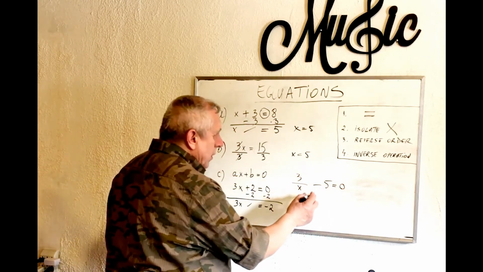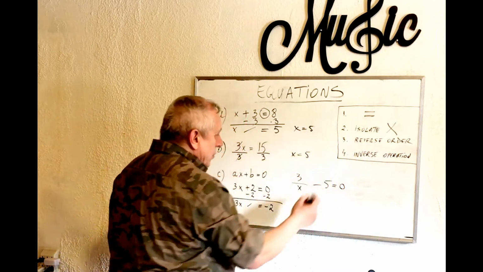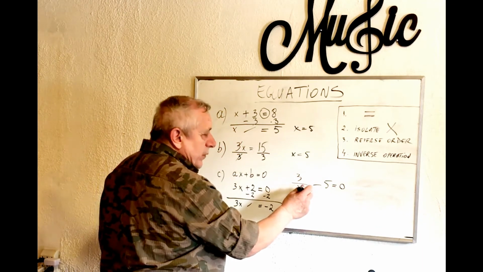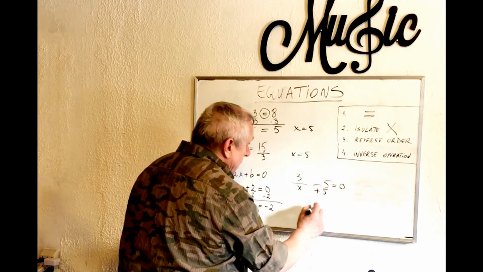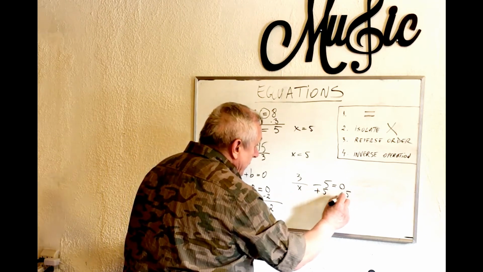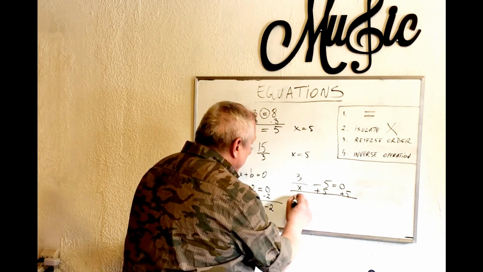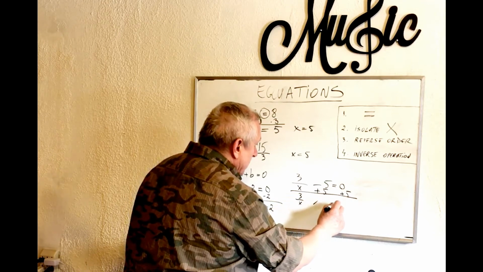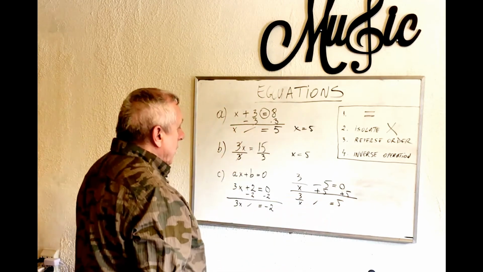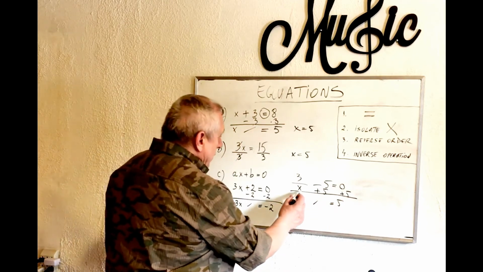First of all, using the reverse order rule, we take care of the subtraction. So we will add 5 in this case, and here also 5. The result will be 3 over x, nothing here, it's 5. Okay, now we have a division here.